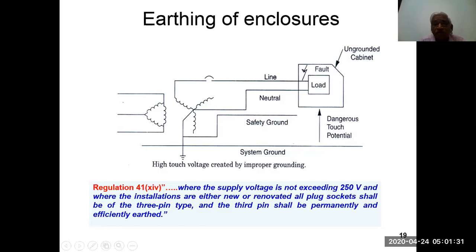When the supply voltage is not exceeding 250 volts, where installations are either new or renovated, all the plug sockets shall be of the 3-pin type, and the third pin shall be permanently and efficiently earthed. You can see that the third pin diameter is more, and third pin length is more. So when you are inserting the plug into the socket, first the earth connection is made, and only then the phase and the neutral connections are made. This is a good idea.